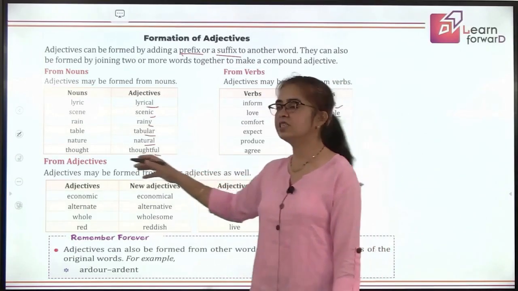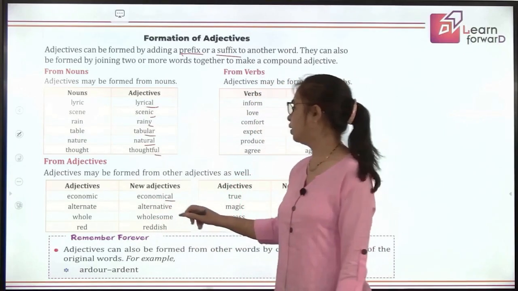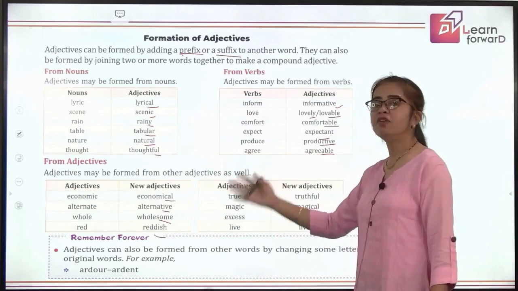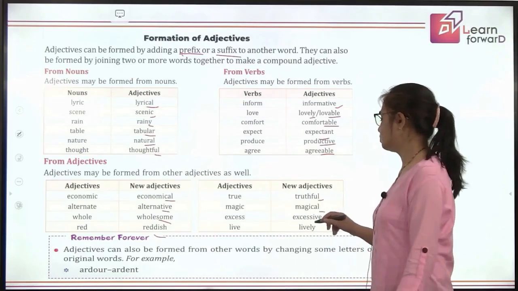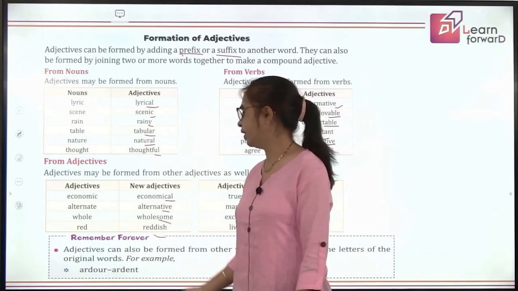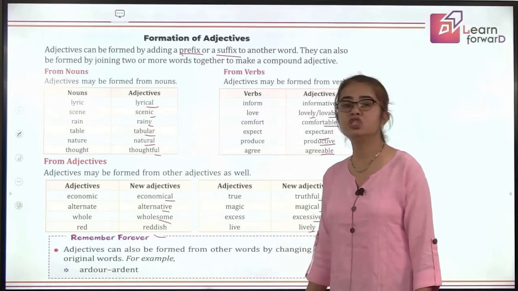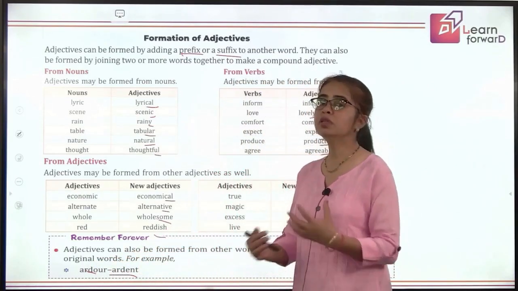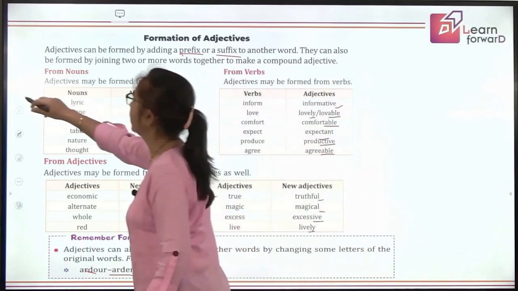Then we can have from adjectives also, like economic itself is an adjective, it becomes economical. Alternate becomes alternative, whole becomes wholesome, red becomes reddish. So these are already adjectives, we are getting new adjectives out of them. True becomes truthful, magic becomes magical, excess becomes excessive, and life becomes lively. So these are the new adjectives from the given adjectives. Now adjectives can also be formed from other words by changing some letters of the original word. And like we have ardor, it becomes ardent, right? So there can be a change in spelling also that we will just come across words like that.